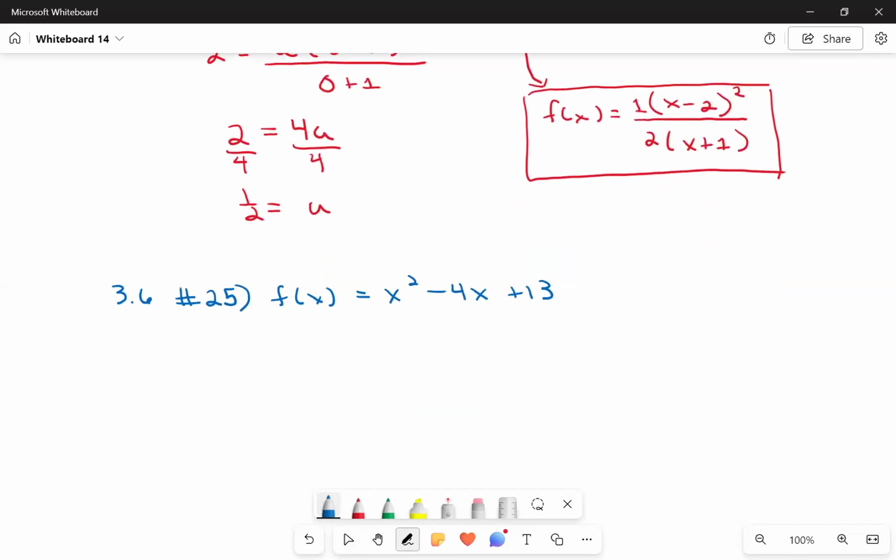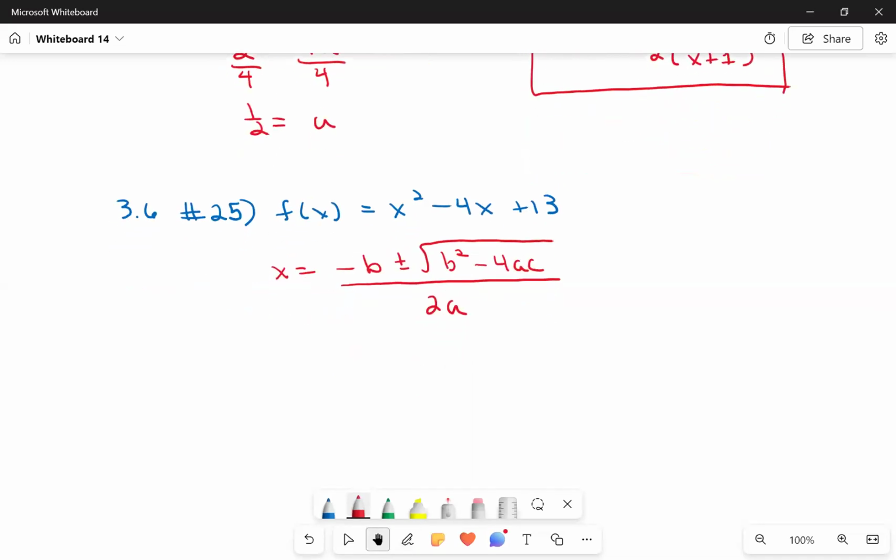Okay, so we could try factoring, but I can already tell you that's not going to work with 13, right? So we're probably going to need to use the quadratic formula. What's the quadratic formula? Minus b plus or minus the square root of b squared minus 4ac over 2a. Perfect, good job. Okay, so in our equation, b is -4, c is 13, a is 1, right? Okay, cool. So let's plug it in.